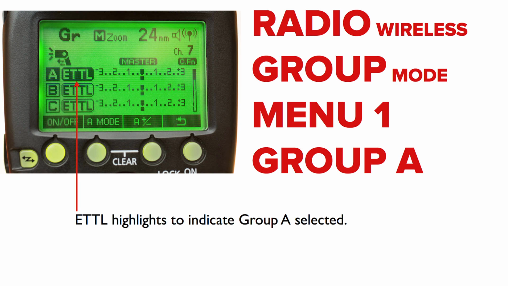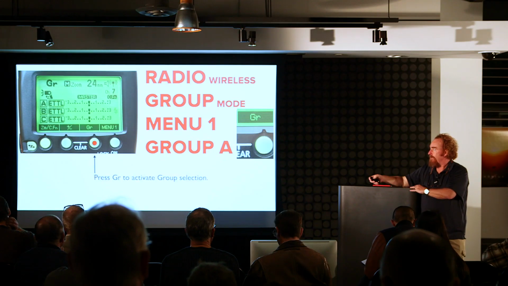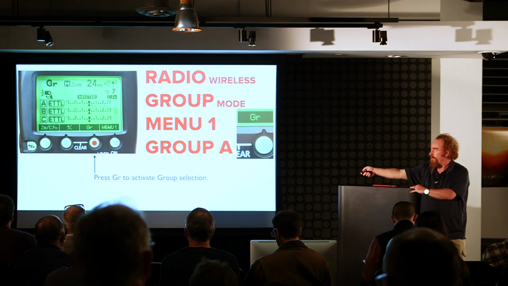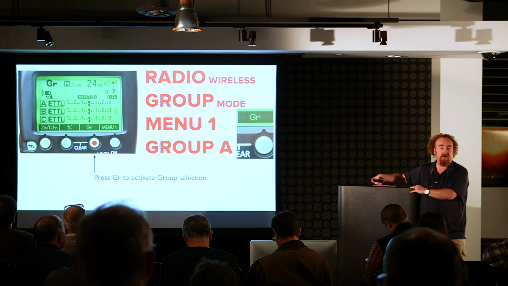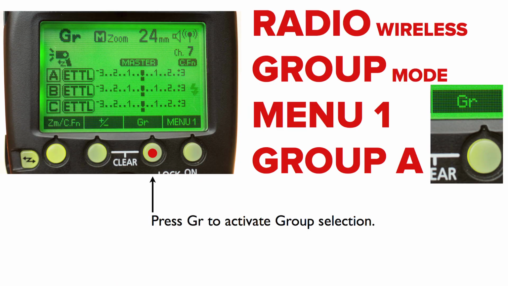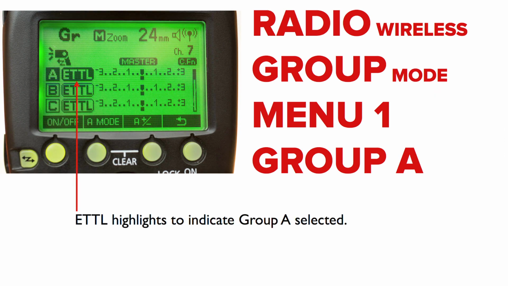Okay? So now I'm going to jump back and point out, notice right above the function buttons what the buttons are saying to you. Zoom, flash exposure, group, and menu. As soon as I hit the group button, all of that changes to a group specific. So now it's asking me on, off. Do I want to turn group A on or off? So if I want to turn it off, that's where I just hit it, and group A is now off.